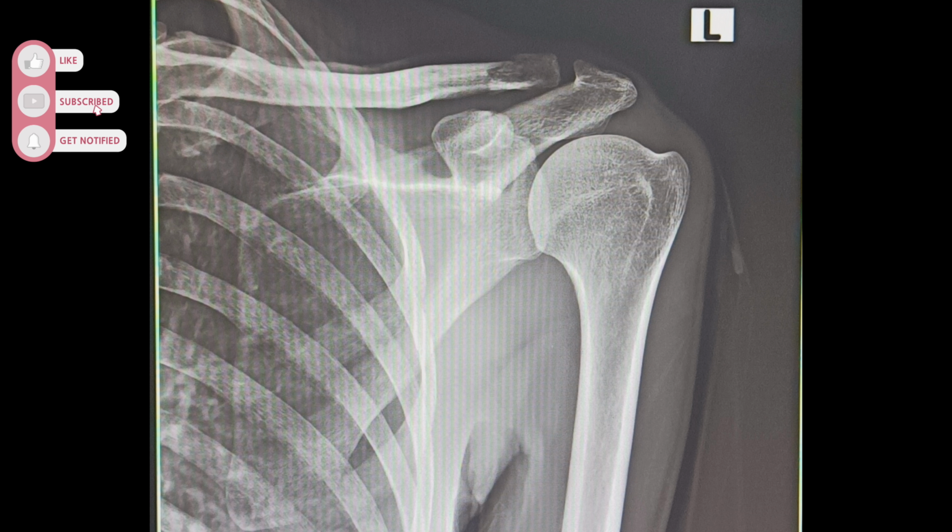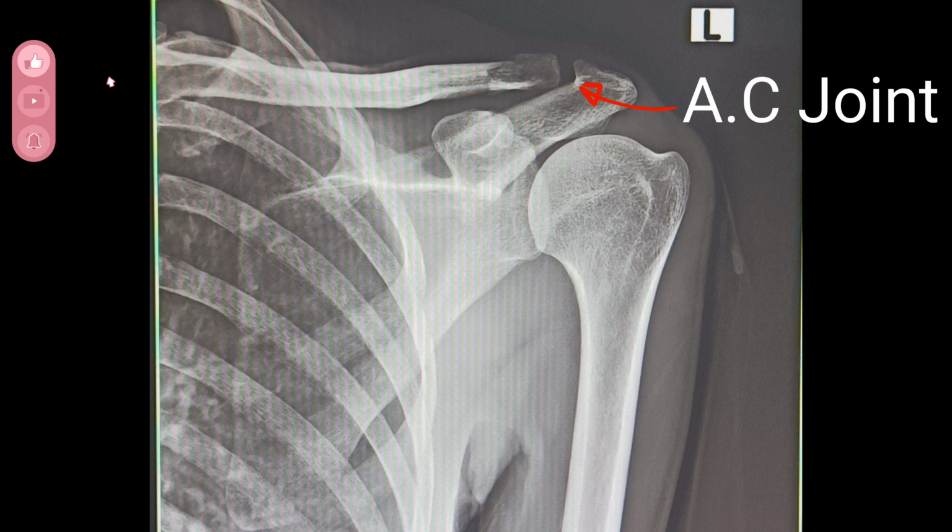Today, we will learn about the anatomy of the human shoulder joint and why shoulder joint X-rays are routinely performed. This prominent bone here is the clavicle, also commonly known as the collarbone. A significant fracture can be clearly observed in the clavicular area, indicating a potential injury. This articulation is the acromioclavicular joint, which connects the acromion and the clavicle.